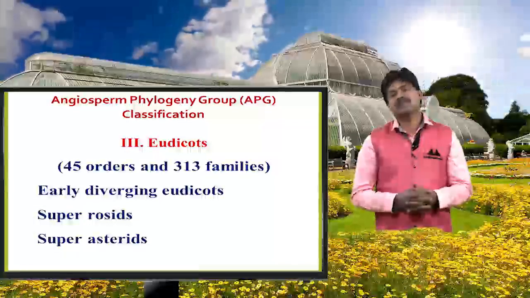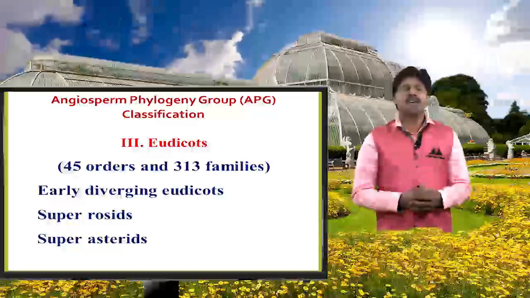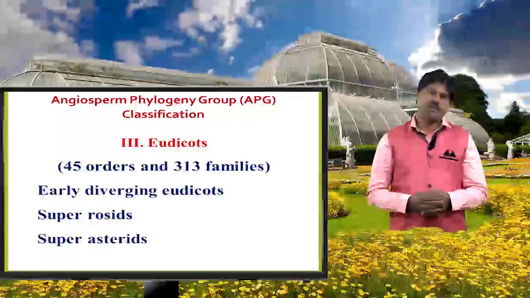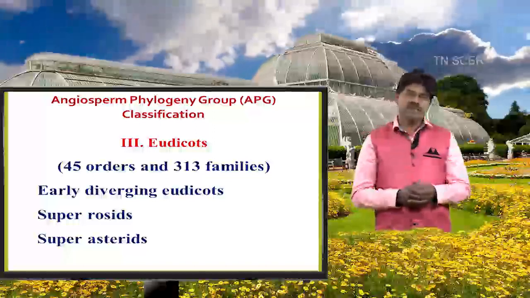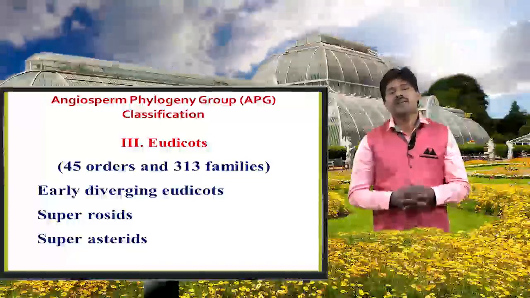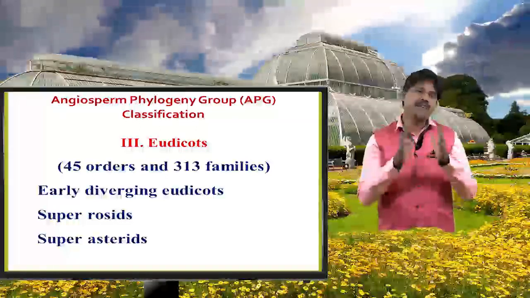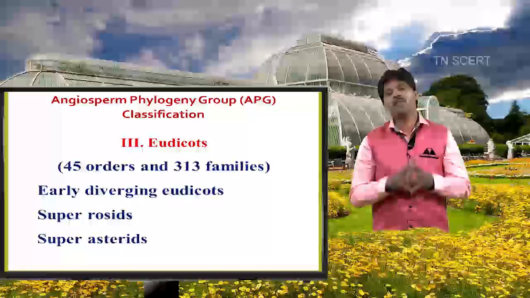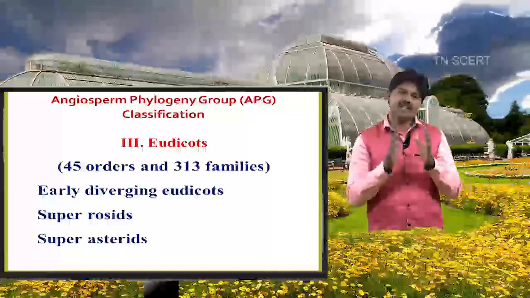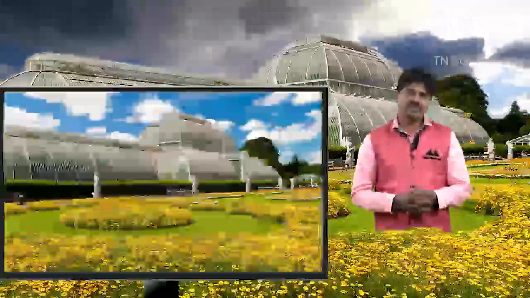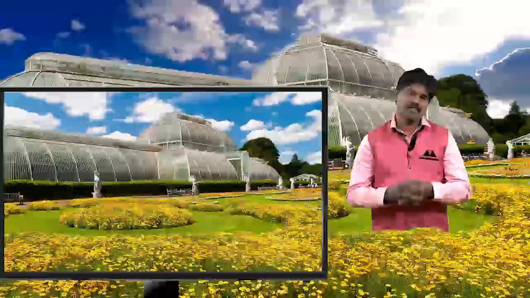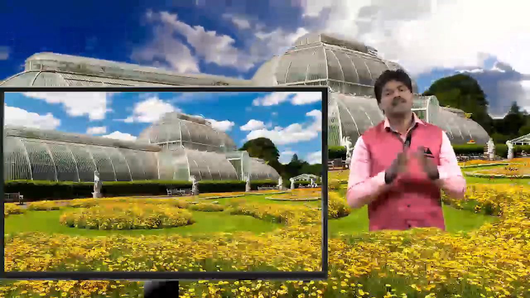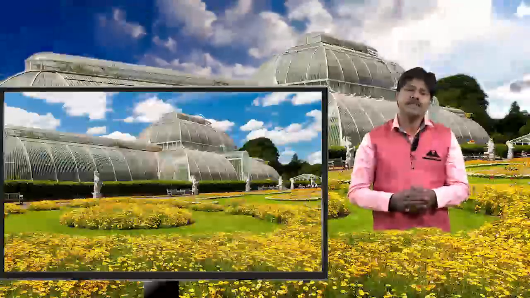Eudicots are divided into how many families and orders? The number of orders in eudicots is 45 orders, and the number of families is 313 families. So totally, how many orders and how many families? 64 orders and 416 families.